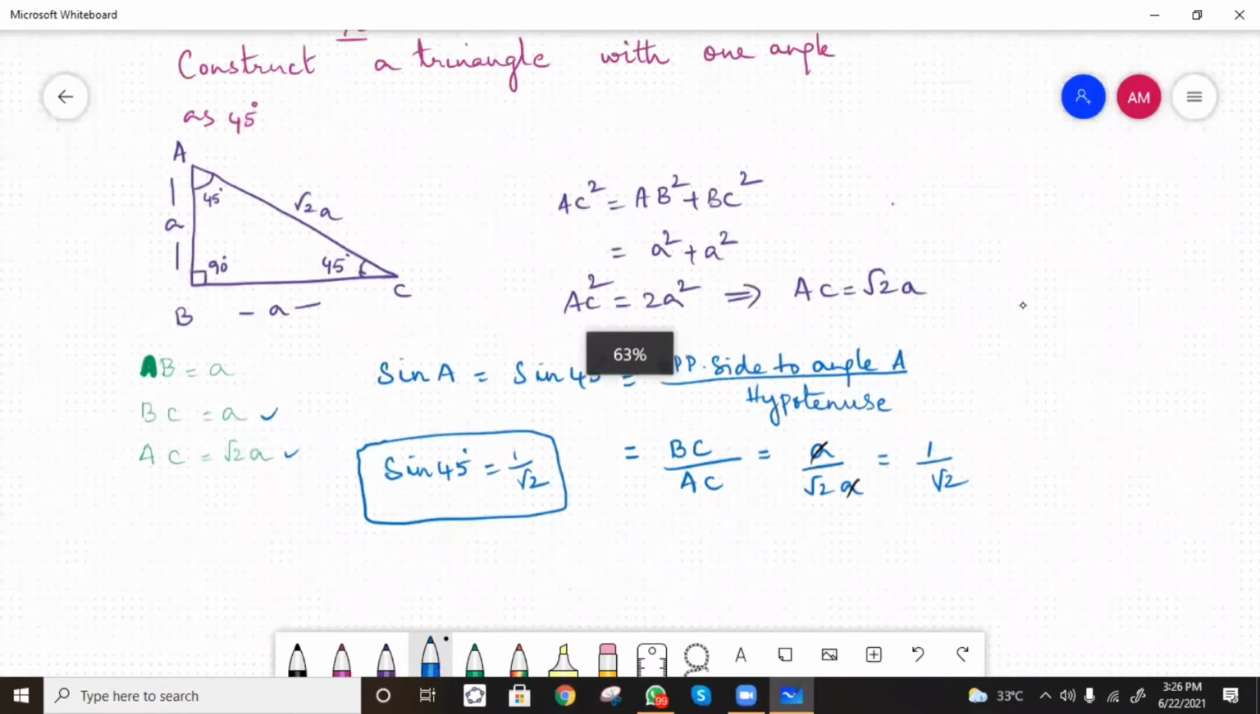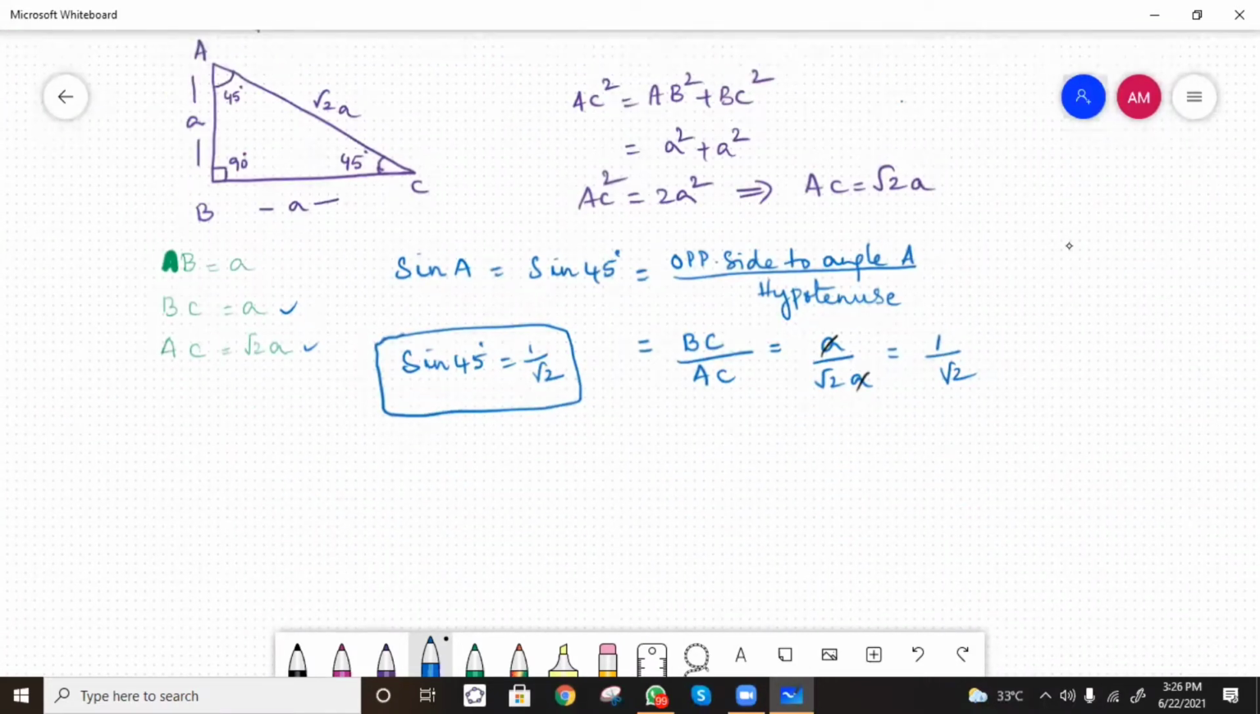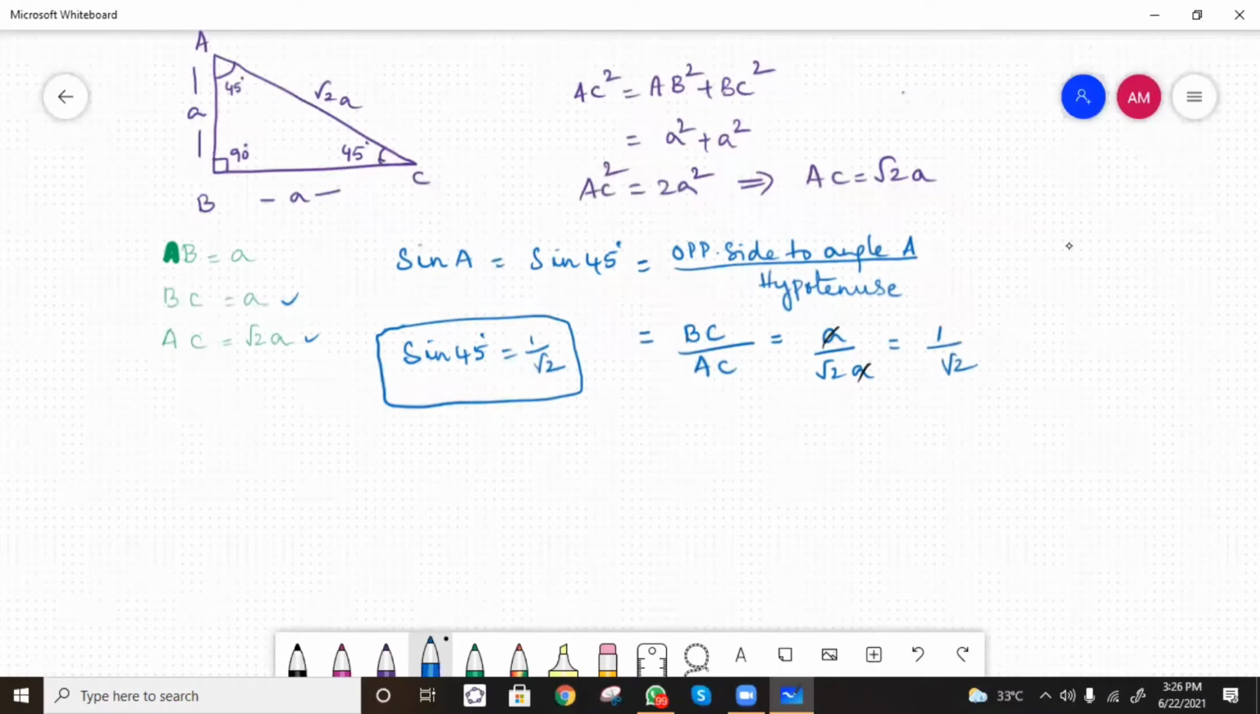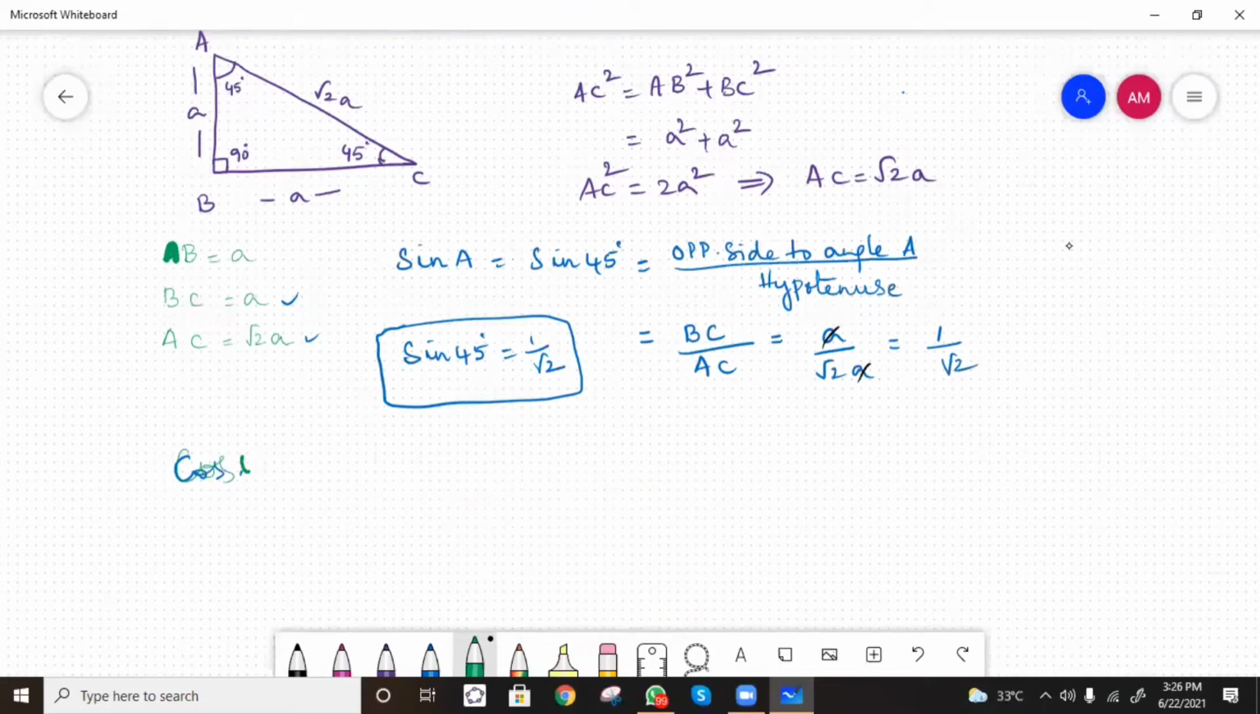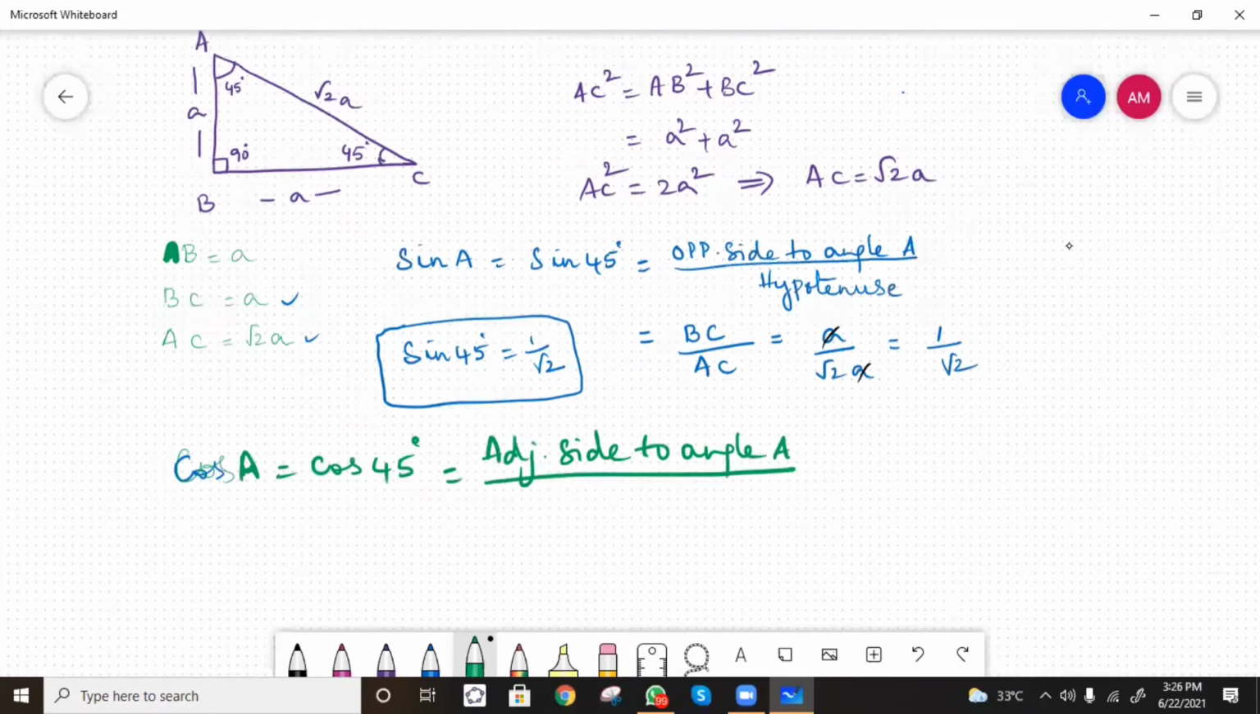So let us take cos 45. Cos A is equal to cos 45. So what is the formula for cos? Cos is nothing but the adjacent side to angle A divided by hypotenuse.